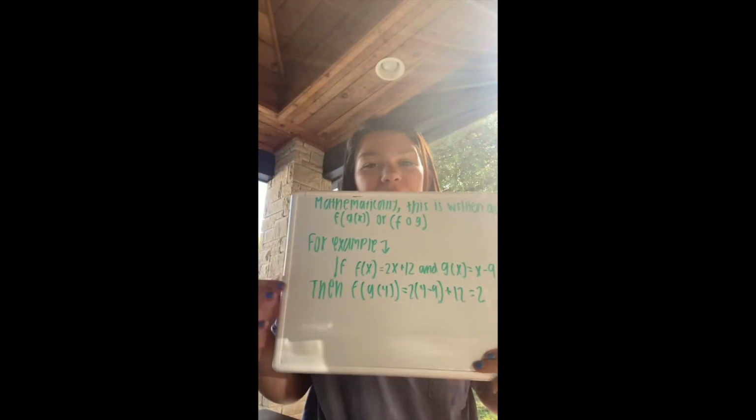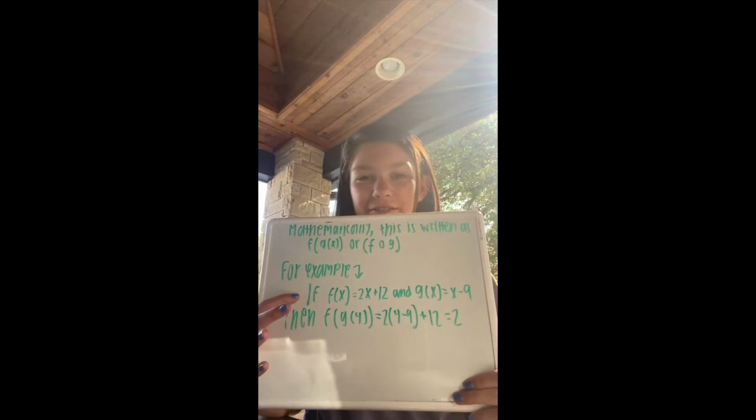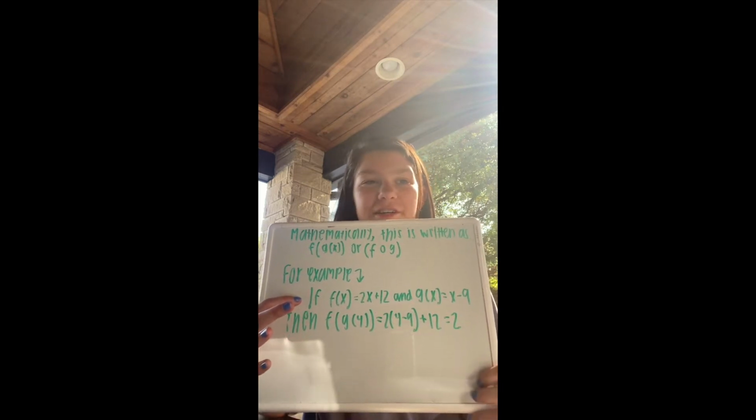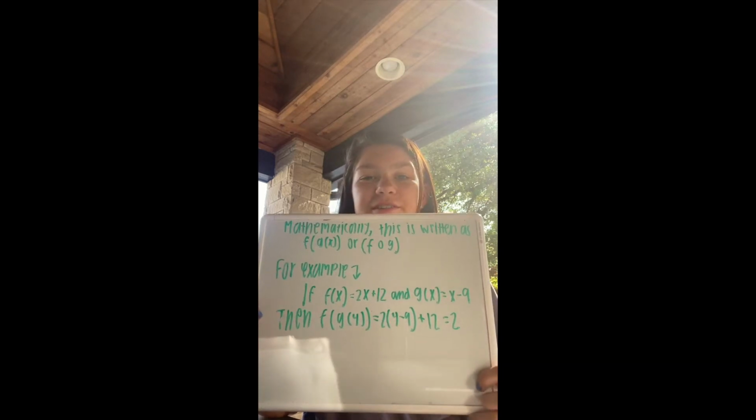For example, if f of x equals 2x plus 12 and g of x equals x minus 9, then f of g of 4 equals 2 times (4 minus 9) plus 12, which equals 2.